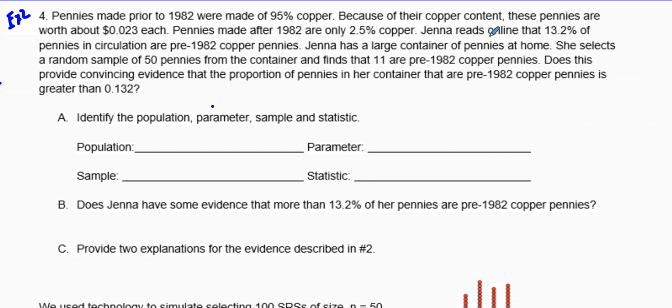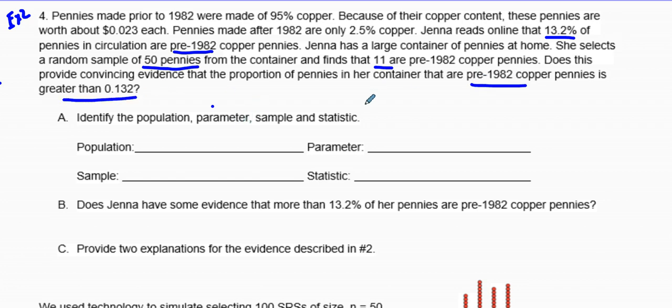Jenna reads online that 13.2% of the pennies in circulation are pre-1982 pennies. Jenna has a large container of pennies at home. She selects a random sample of 50 pennies from the container and finds that 11 of the pennies are pre-1982 copper pennies. Does this provide convincing evidence that the proportion in the container is greater than that?